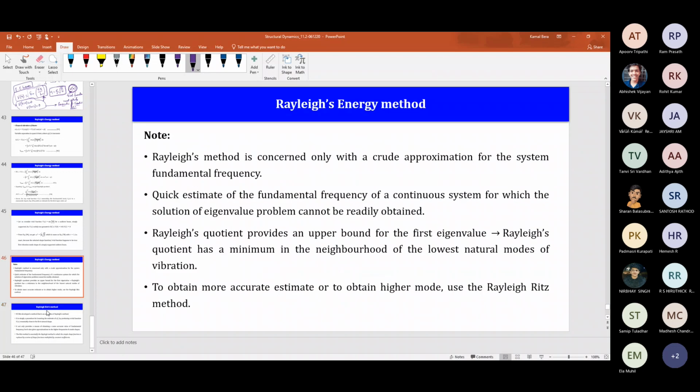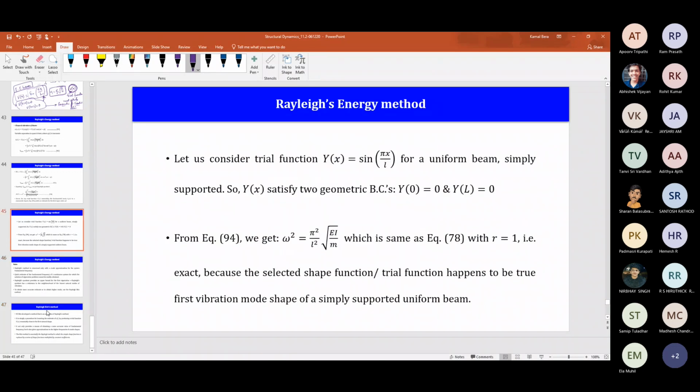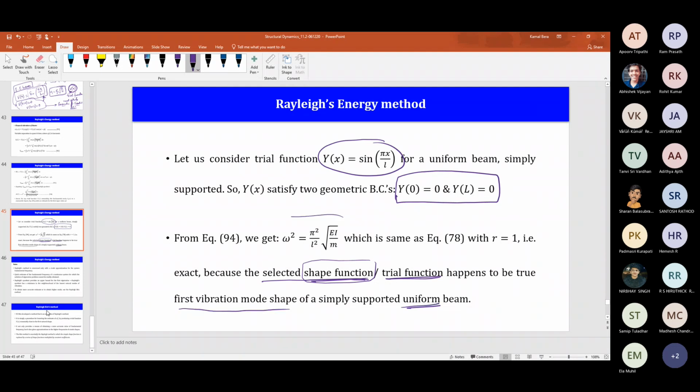So the Rayleigh method that I have discussed: you are exactly getting the fundamental frequency because the selected mode shape, or trial function, which is also called shape function because that terminology comes from finite element, happens to be the true vibration mode shape of a simply supported uniform beam. It satisfies the essential, or geometric, boundary condition and is the first vibration mode. That's why you get the exact omega 1 square.